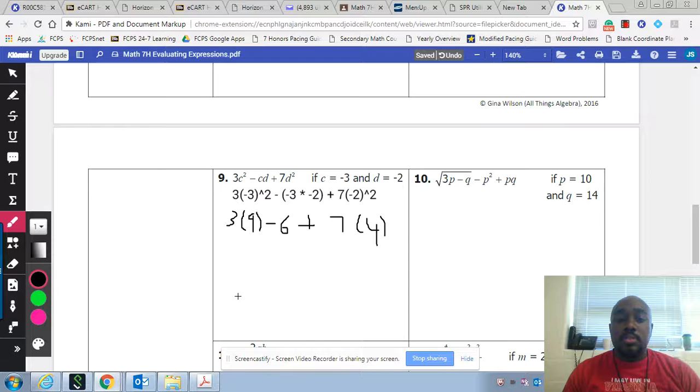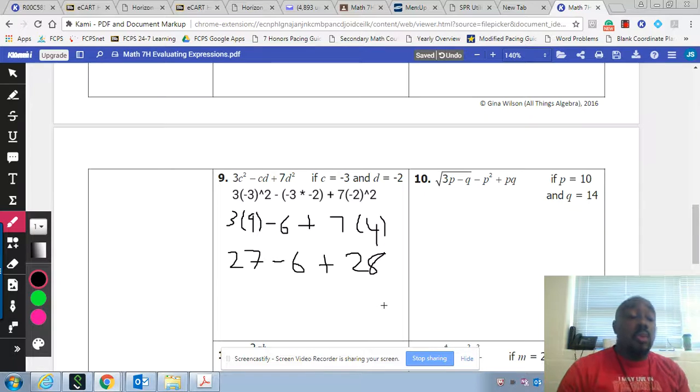Okay. So this is what we end up with, and now we have to just keep simplifying. Well, we have multiplication over here, and we have multiplication over here. And 3 times 9 equals 27. And we bring down our -6. And last but certainly not least, 7 times 4 is 28, sorry. Okay, so now we have 27 minus 6 plus 28.